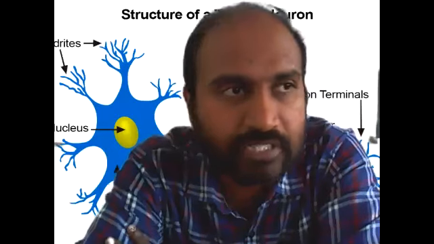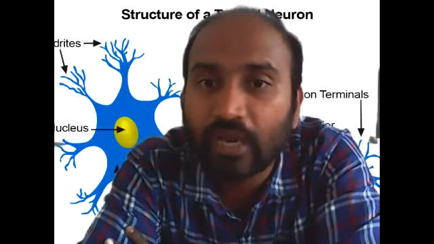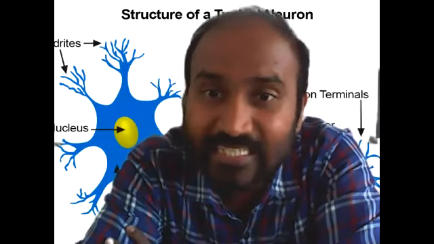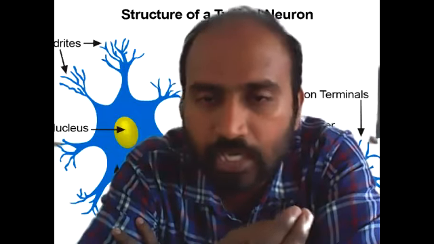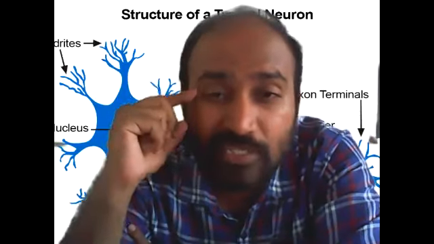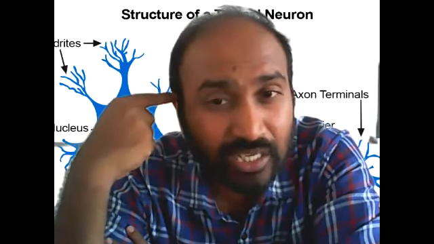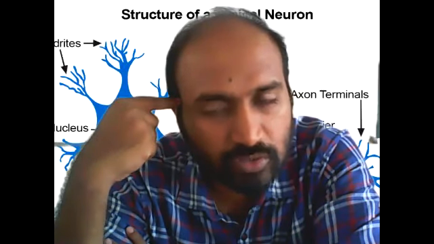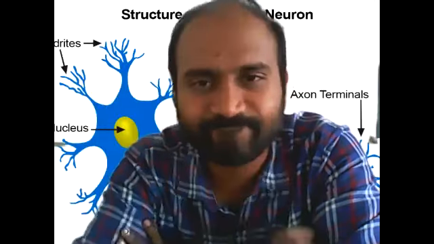Say, for example, in your eye, in your retina, you have photoreceptors. These photoreceptors sense light. So light is the external stimulus. Photoreceptors are the sensory receptors which give the signal to the optic nerve, the sensory nerve, and that signal is sent to the brain, isn't it?